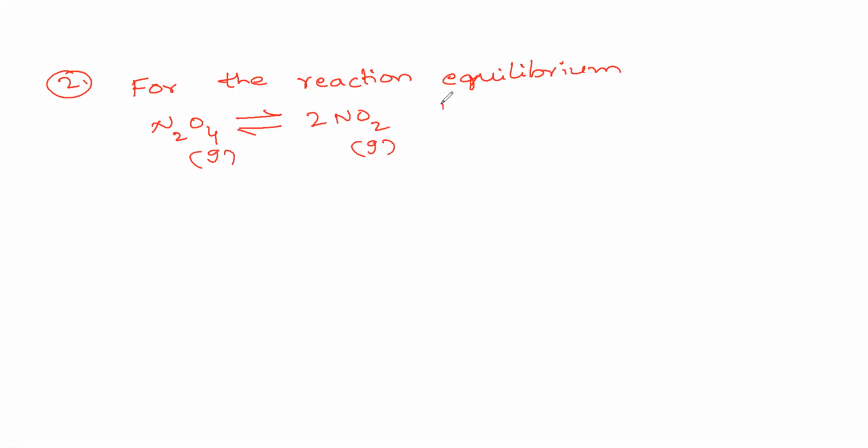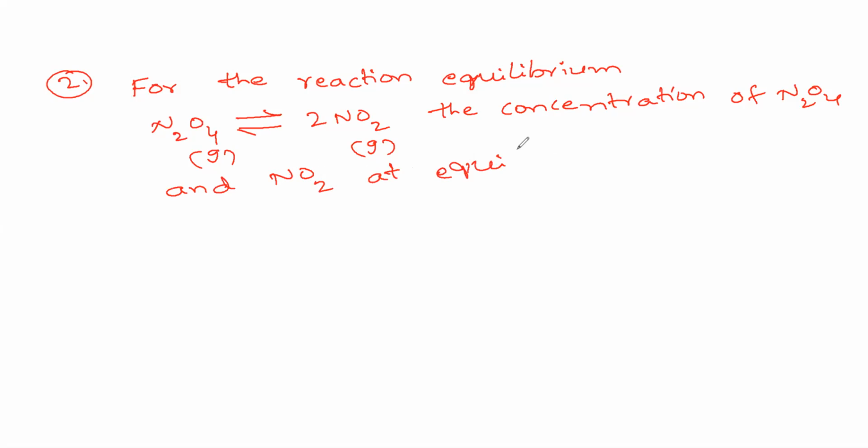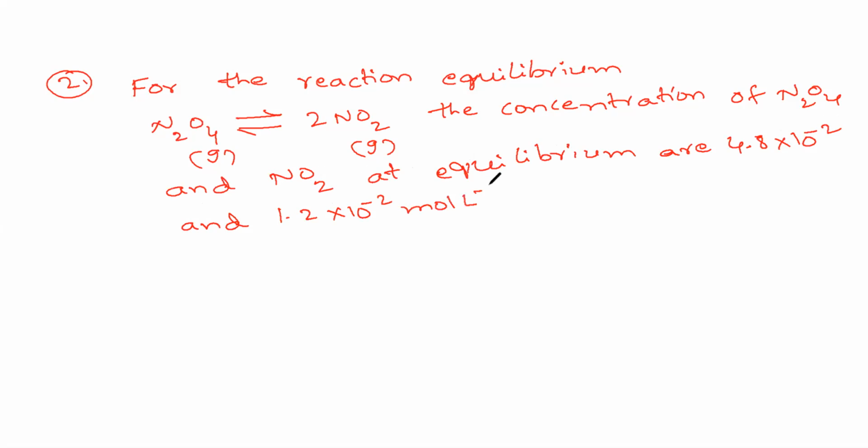The concentrations of N2O4 and NO2 at equilibrium are 4.8 into 10 to the power of minus 2 and 1.2 into 10 to the power of minus 2 moles per liter respectively.